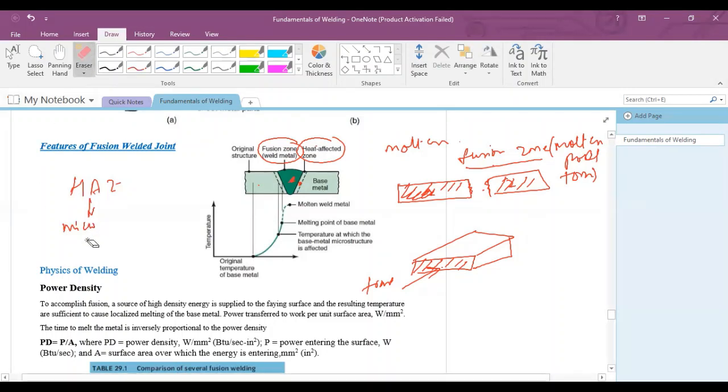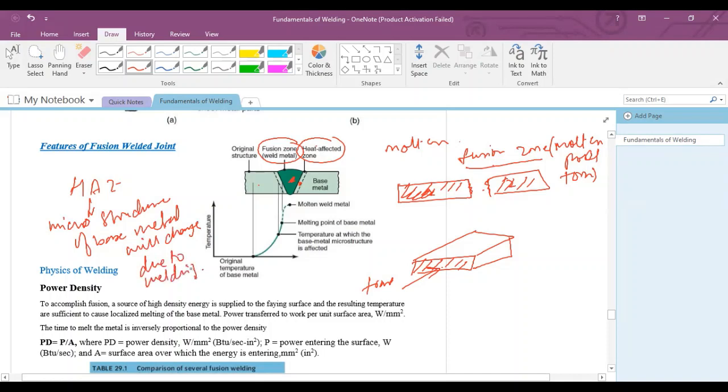In the heat affected zone, the microstructure of the base metal will change due to the welding temperature. Due to welding temperature in the heat affected zone, base metal microstructure will change, right? And temperature will be very high in the fusion zone, right?